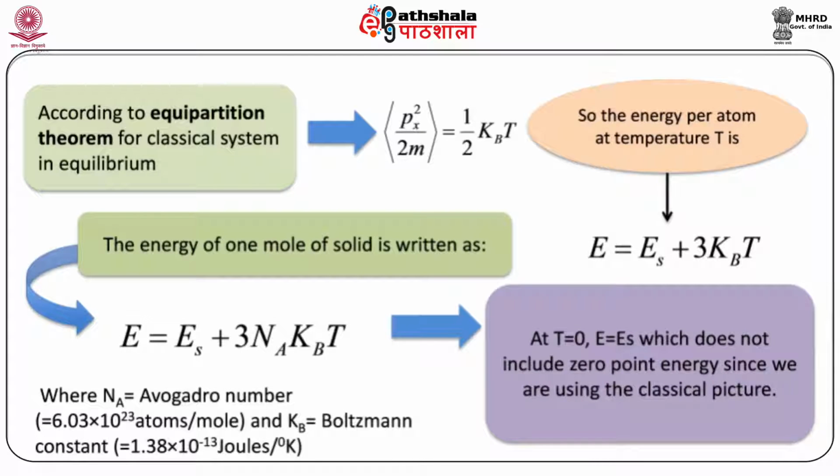Now the energy of 1 mole of the solid is written as E equal to E static plus 3 NA kBT, where NA is the Avogadro number, which is equal to 6.03 into 10 raised to power 23 atoms per mole, while of course the Boltzmann constant is 1.38 into 10 raised to power minus 23 joules per Kelvin. At T equal to 0, remember that E equal to ES, which does not include zero point energy, since we are using the classical picture. In the classical picture we don't have a zero-point energy, it is only in the quantum picture.